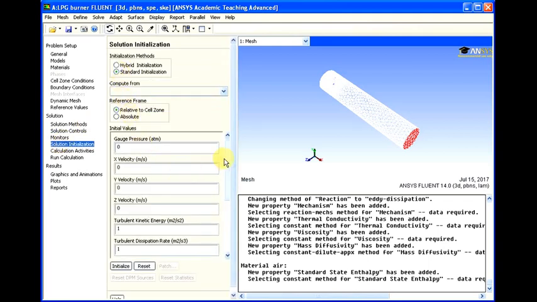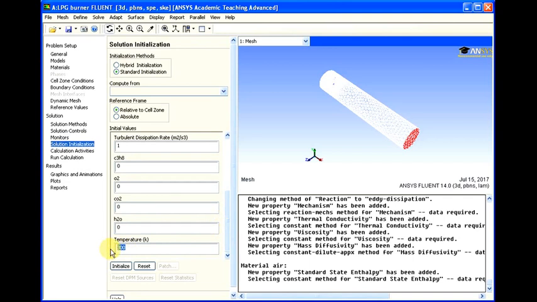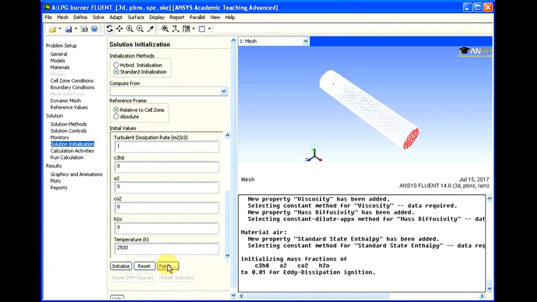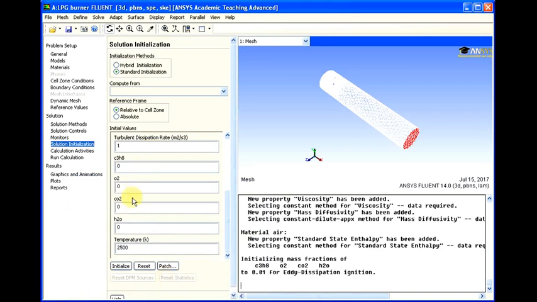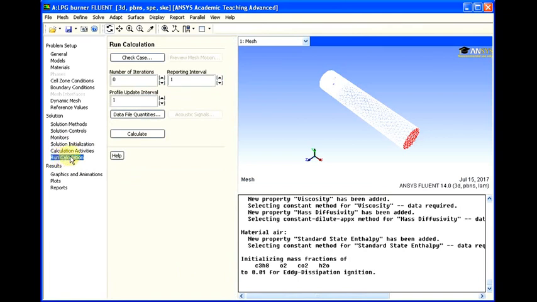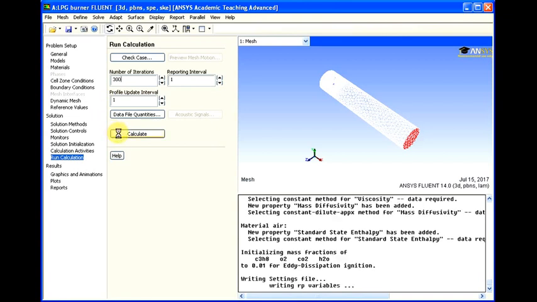So we initialize with standard initialization. We put the temperature at 2500 kelvin for startup ignition. Initialize. We can also patch the temperature: you click the fluid, patch at 2500 kelvin so it doesn't shut down during the startup process. Patch. Okay, now we can run the calculation. We can set 300 iterations here. It will take some time to calculate because the geometry is a bit complicated.